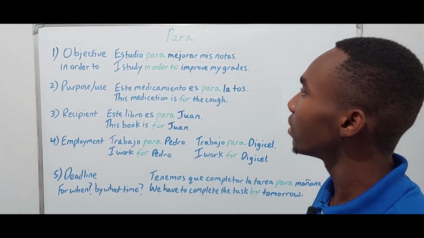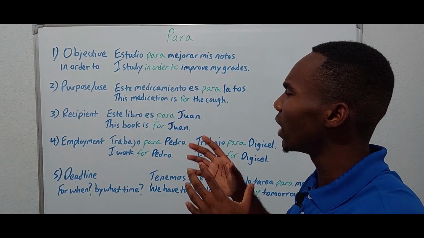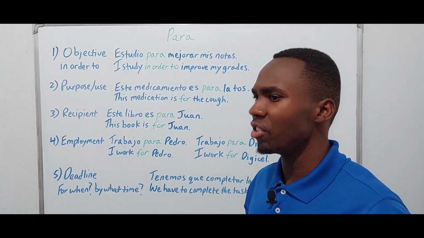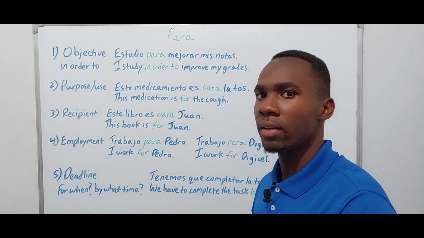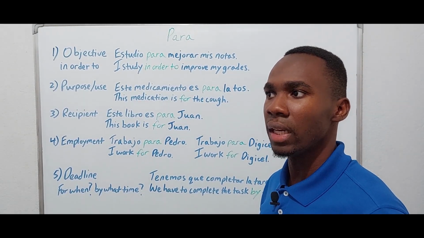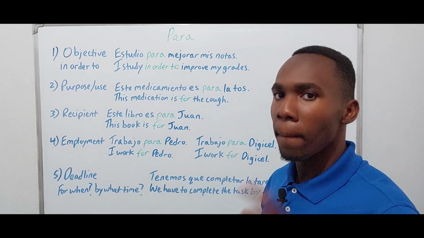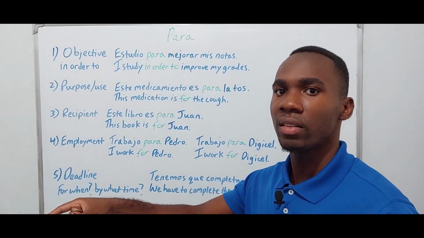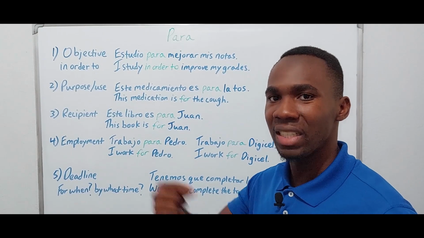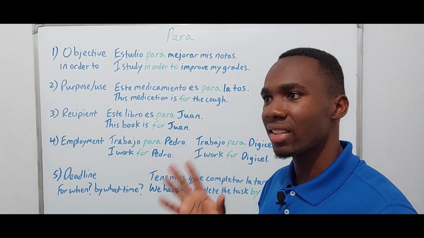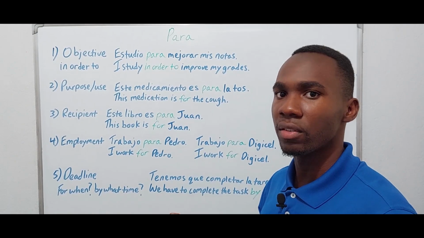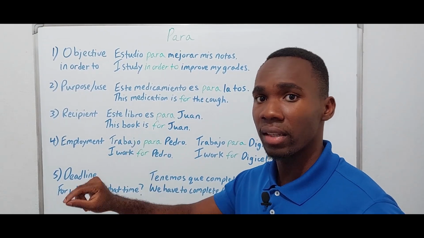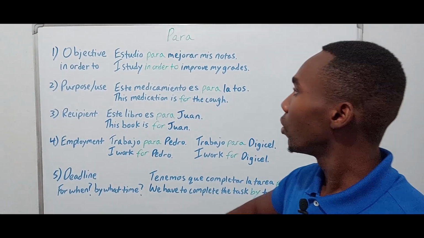Because you may look at this sentence and say, estudio para mejorar mis notas. You may say, well, para mejorar mis notas, to improve my grades. Wouldn't that be a reason? So wouldn't that be the reason why you're studying? And yes, in a sense, it is the reason why you're studying. But the reason that you're studying is to improve your grades. So that's more an objective than a reason, right? So that's a slight difference there. The reason you're studying is to improve your grades, and that will represent an objective or an aim, okay?